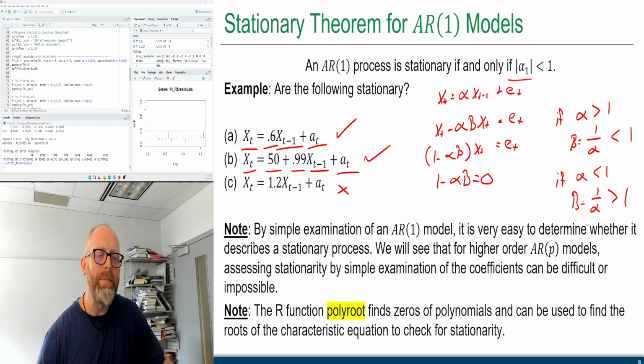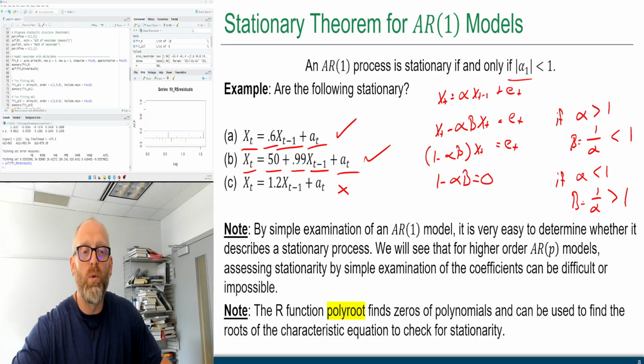So by simple examination of an AR1 model, it's easy to determine whether it describes a stationary process. Again, for higher order models, there's not a quick, easy way of being able to do this. I have to look at the roots of the polynomial, again, when I'm dealing with B as a variable.